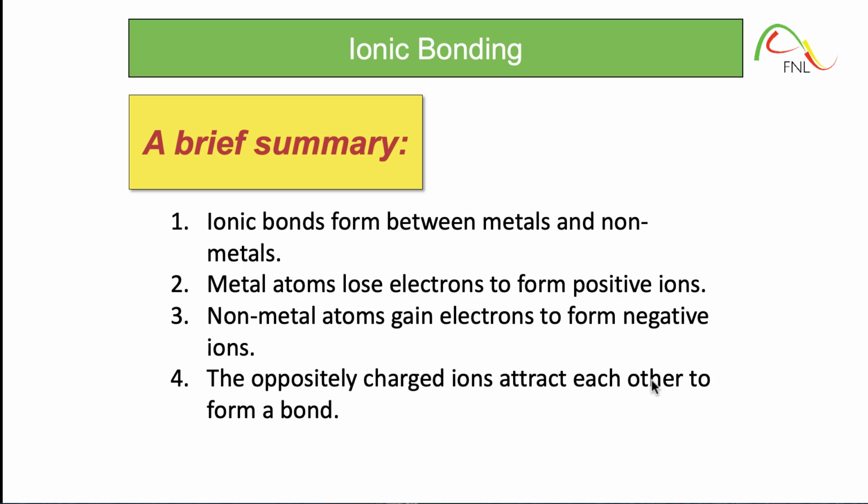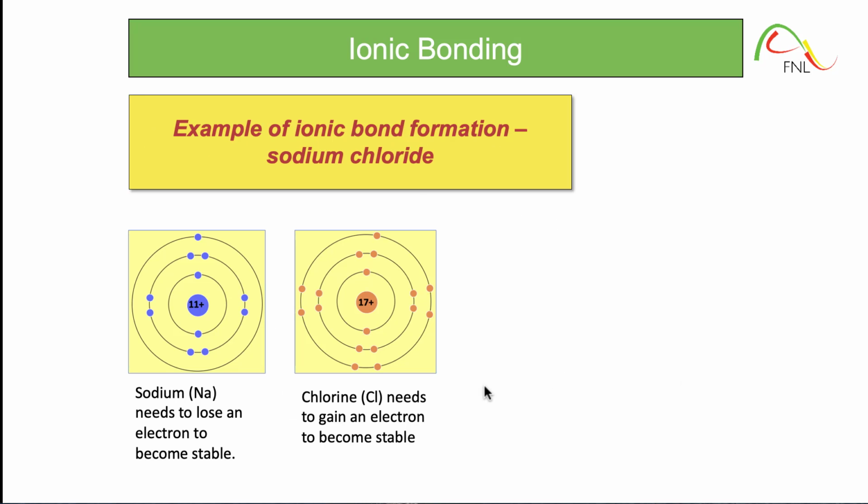Just to make sure it makes sense, let's do a little brief summary, shall we? Ionic bonds form between metals and non-metals. Metal atoms lose electrons to form positive ions. Non-metal atoms gain electrons to form negative ions. And because you've got a positive and negative, the oppositely charged ions attract each other to form a very, very strong bond. And that is the ionic bond.